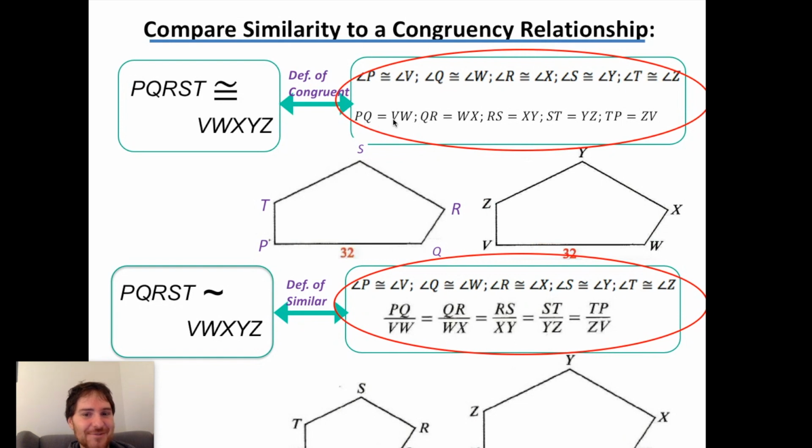If PQ equals VW, we have PQ over VW right here. If QR equals WX, QR over WX. RS equals XY, RS over XY. For the definition of similar, they're all equal to one another. Well, what if PQ equaled VW? What would PQ over VW equal? What would QR over WX equal if QR equals WX? What would RS over XY equal if RS equaled XY? They'd all equal one, right? They'd actually all equal the same ratio.